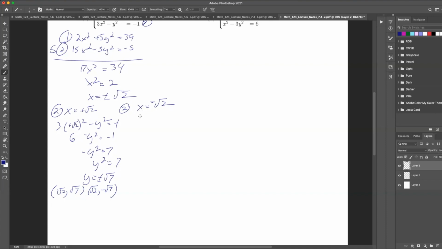We are going to get the same answer because it'll be 3 times minus square root of 2 squared, minus y equals minus 1. The square of negative square root of 2 is positive 2. 2 times 3 is still 6, so I have 6 minus y equals minus 1. That means y, because we just literally did this, is equal to plus or minus the square root of 7. So we have our other answers, which are minus square root of 2, square root of 7, and minus square root of 2, minus the square root of 7.